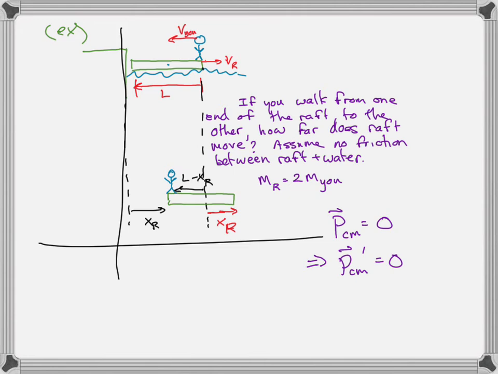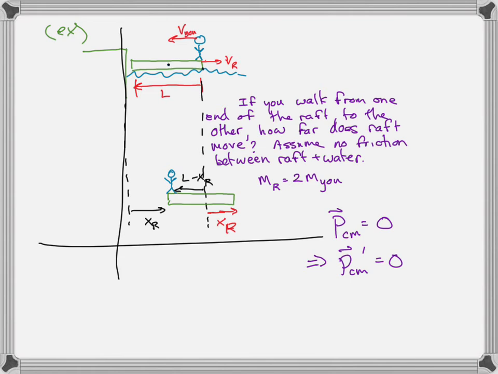Even when you are moving to the left and the boat is moving to the right, the momentum of the center of mass must still be zero. And that's what makes the raft move to the right as you move to the left, because wherever the center of mass of the system is, let's just see if we can figure out approximately where the center of mass is. Let's look at the top picture.